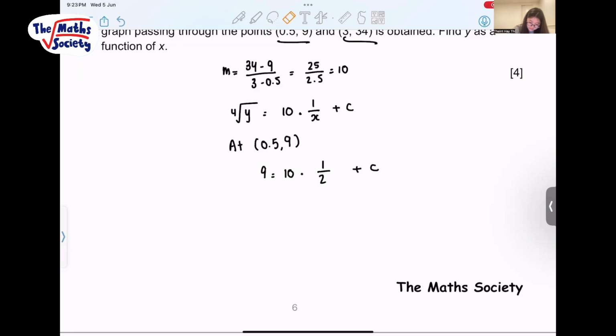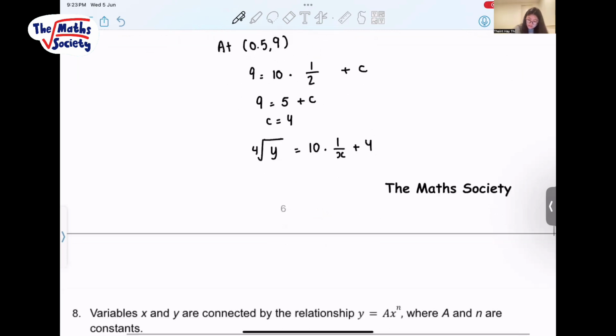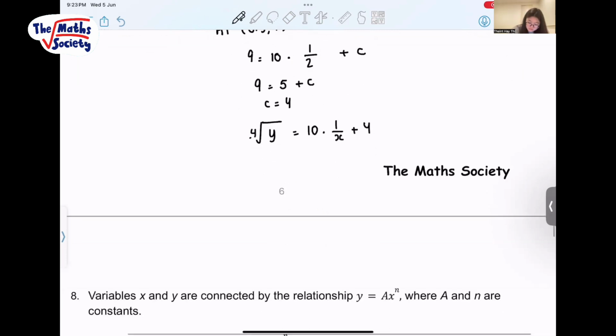Let me just erase this. So you have 9 equals 20 plus c. So c equals minus 11. Sorry, so it's going to be root y to the 4 equals 10 times 1 by x plus c. And then because it's root 4, you just put a power of 4. And that's your y function.